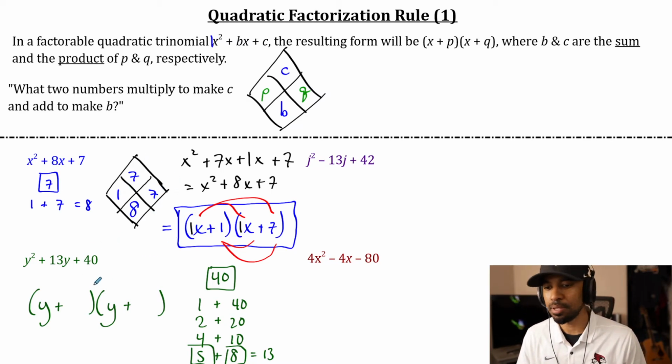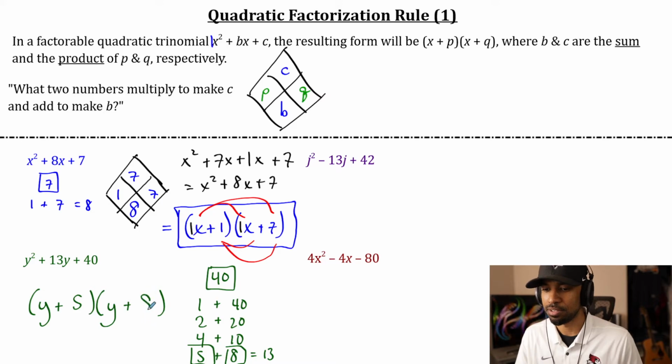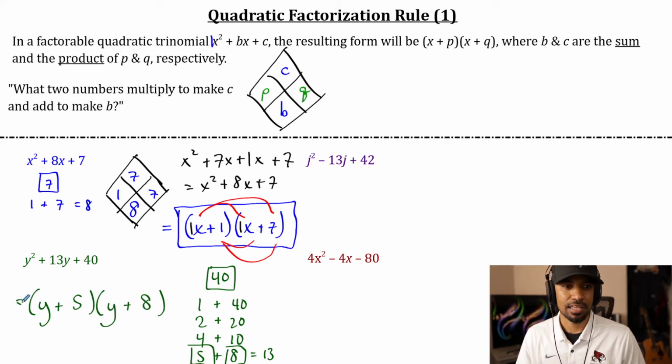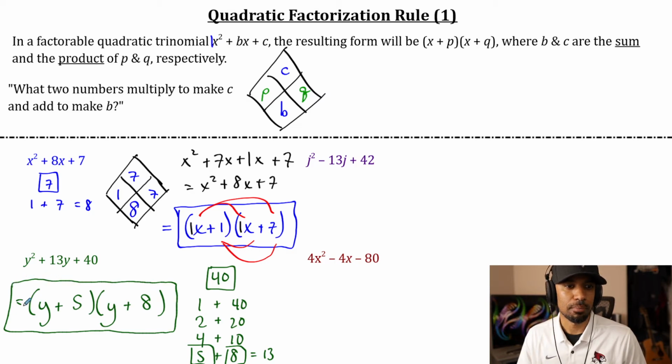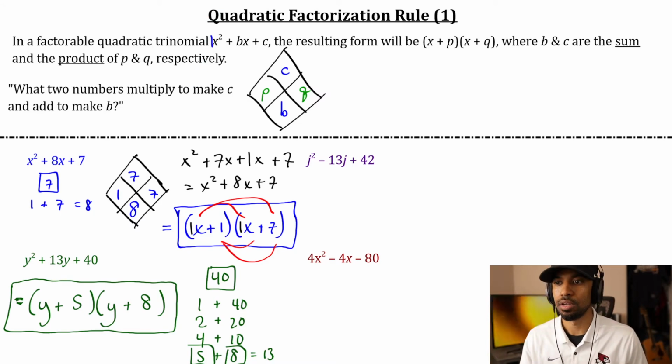But what am I going to do with the diamond? I'm just going to place the numbers right here, 5 and 8. And that ends up being my answer for factorization. So once you find the two numbers, as long as it's a 1x squared or a 1y squared, find the two numbers that multiply to make this and add to make this. Those numbers go in your factorization. That's it. That's why I'm saying it's a pretty basic form here.